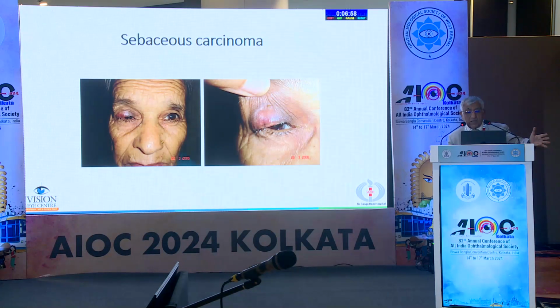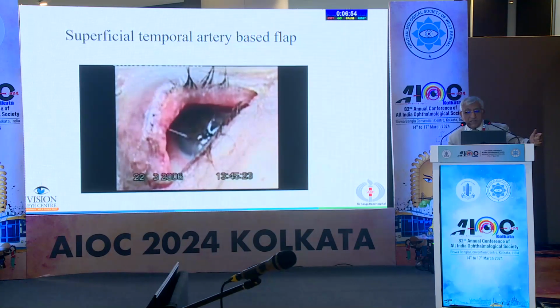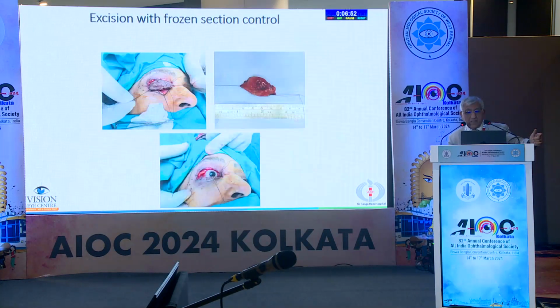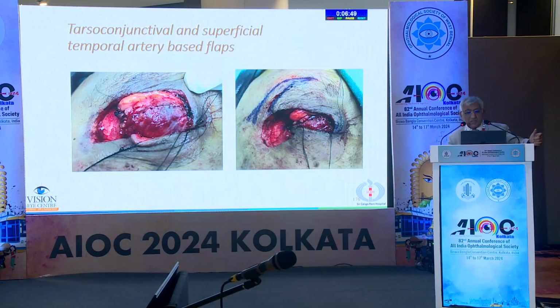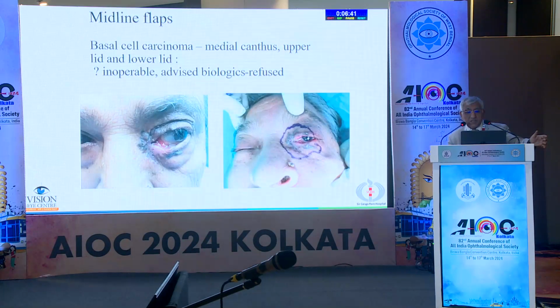So the periorbital flaps, we'll see some examples here. This is a superficial temporal artery-based flap. Tarsoconjunctival flap combined with a superficial temporal artery flap. So many of these defects require combination of techniques.